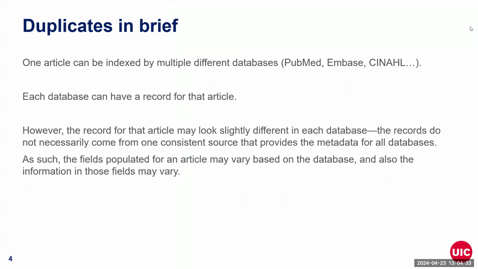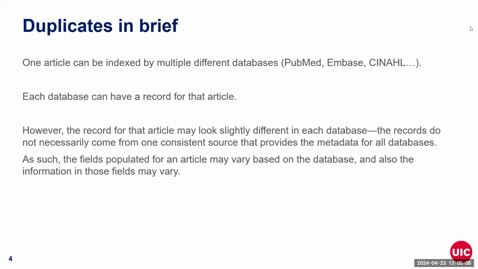So, duplicates in brief. Just to go over some basic reasons why we run into duplicates. One article can be indexed in multiple different databases. The same article could appear in PubMed and in Embase and CINAHL and potentially in lots of other different databases. So each database can have a record for that article. However, rather counterintuitively, the record for that article may not look the same in each database. It may look somewhat different.